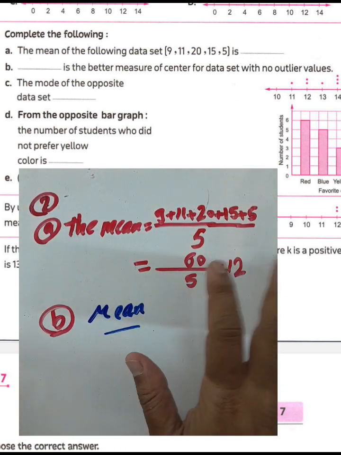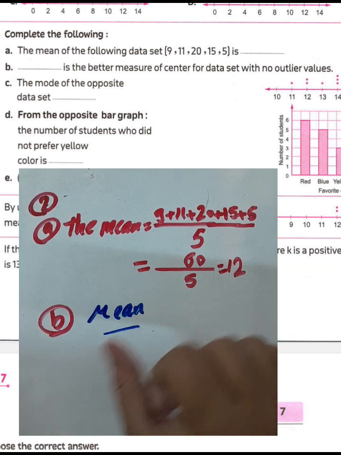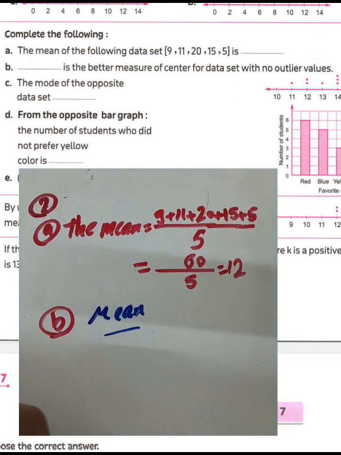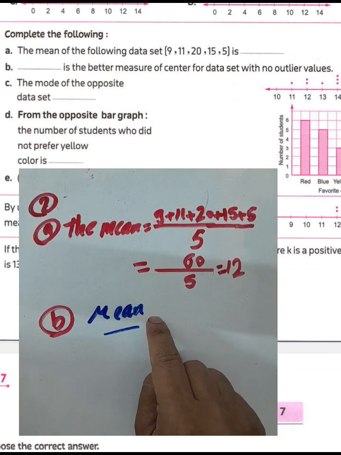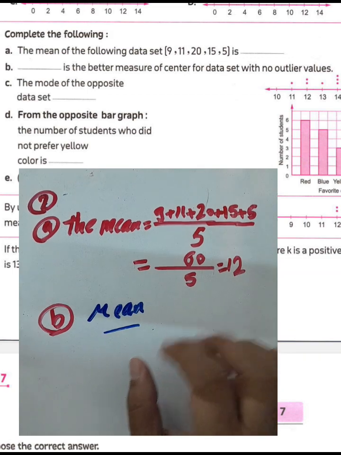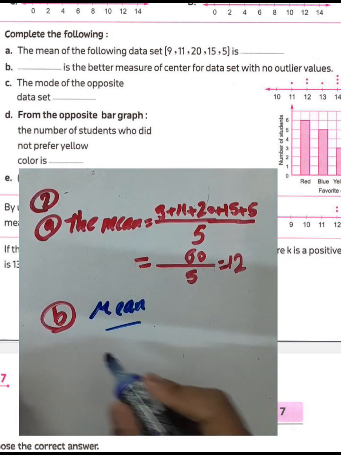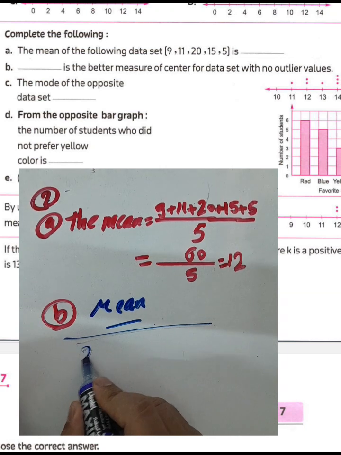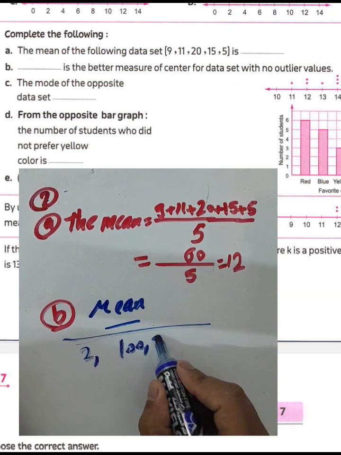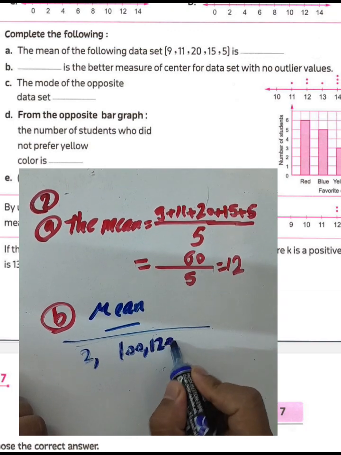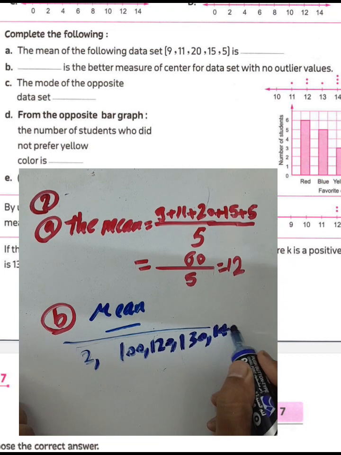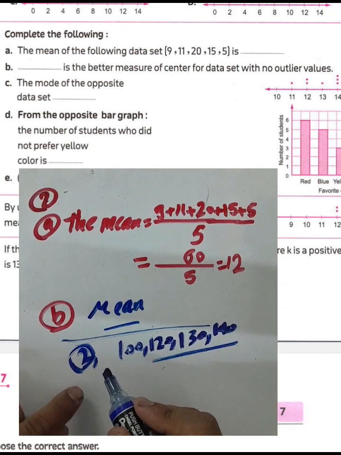Because we have no outlier in the numbers, you must use the mean. But if you have the outlier, you must use the median. Use the median when you have an outlier, okay? We use the mean when we have no outlier in the numbers. Look at this example. What about 2, 100, 120, 130, 140? We have here 2, and we call it the outlier.